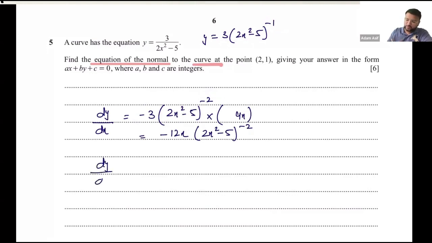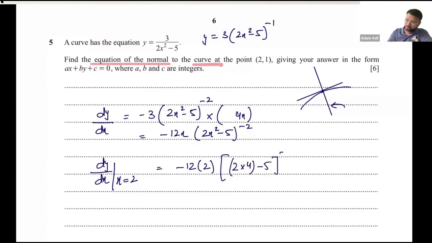Now I need to find the value of the gradient of the tangent to the curve at the point where x is 2. At this point, this is the curve, this is the tangent and this is the normal. To find the equation of this normal, I must know the gradient of the normal. To find the gradient of the normal, I must know the gradient of the tangent. So just plug in the value of x as 2. Give me the value of the gradient.